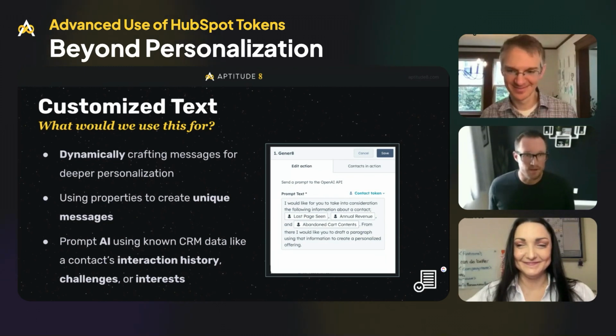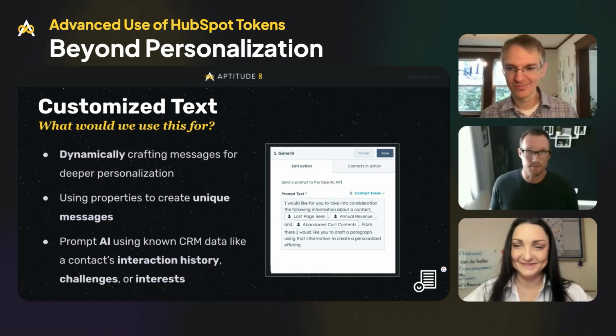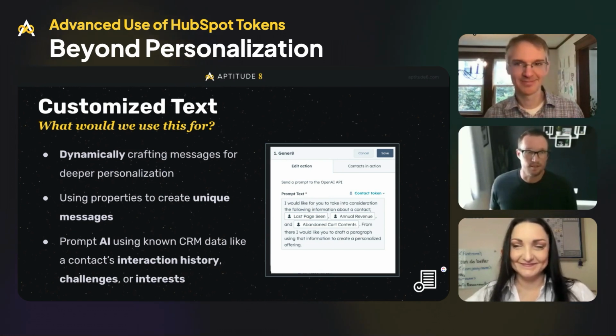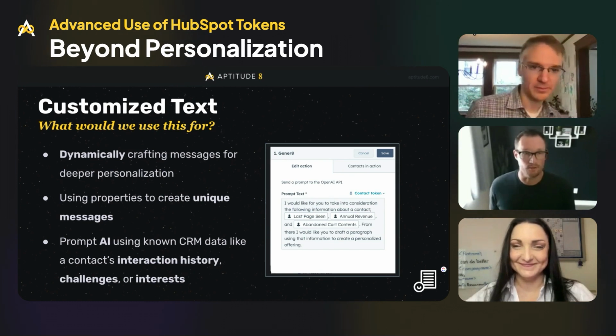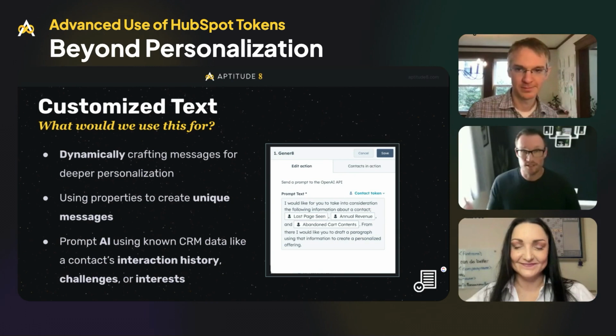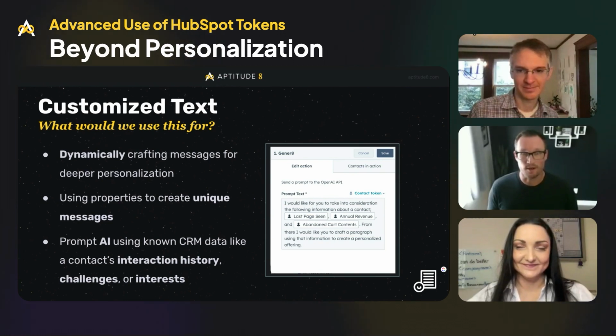So the cool thing here is you can use data that you know and personalizations you know to then prompt GPT to generate unique messages that are specific to that particular contact or that particular record. And you can leverage things like interaction history, everything that you know about, say, a contact, everything that HubSpot captures by default as that contact generates activity, and that activity is stored on the record. You can use that to prompt AI.